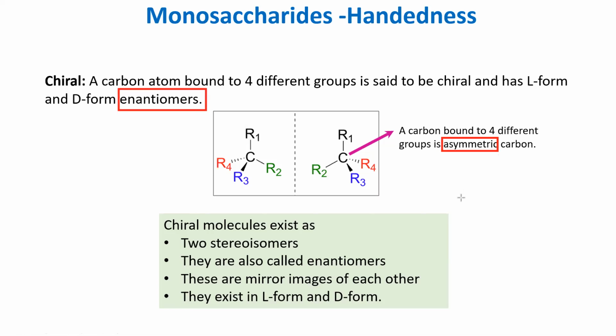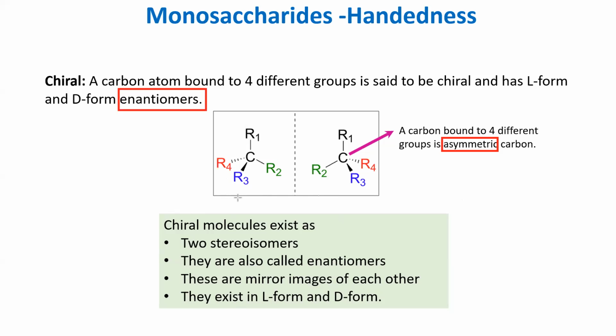Which means that, let's try to summarize this as shown in the green box. A chiral molecule exists as 2 stereoisomers. We talked a little bit about structural isomerism last time, but you were studying so much that we didn't really focus on that. So now is our time to focus on that. They are called enantiomers. They are mirror images of each other, and they exist in L form and D form. So this is how we are summarizing this.